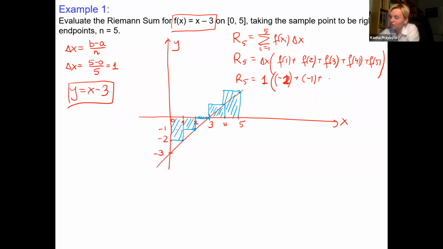Okay, the value for 3 is actually 0. It could happen, we remember. The value for 4, what's the value for 4? 4 minus 3 is 1, thank you. And the value for 5 is 2. Thank you for helping me, because it's always the arithmetic.